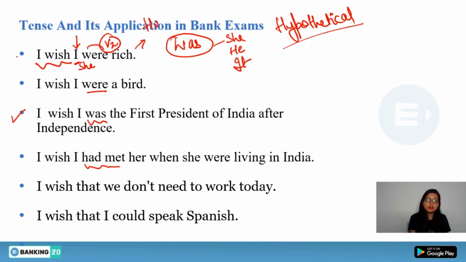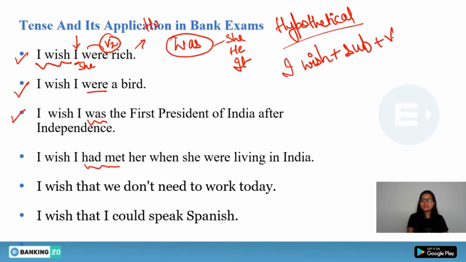Now we have the first, second, and third sentences, which show that whenever we have "I wish," we have to use a subject and then the second form of the verb. And when we have the be form, we have to use "were" with he, she, it, or any kind of pronoun. We have to use only and only the verb "were."